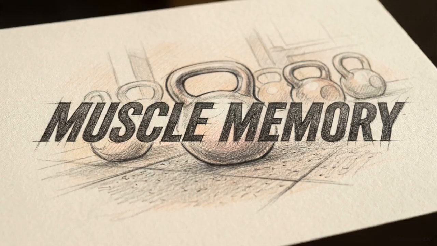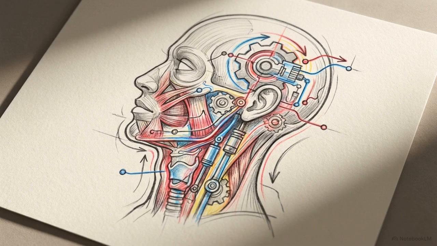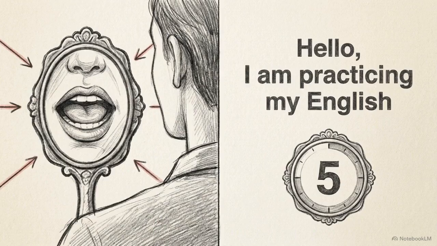Now we move to step 2, physical training. Knowing English in your head does not mean your mouth knows how to pronounce it. Speaking is a physical, muscular skill, and your tongue and lips need repetition to get used to the shape of English sounds. Take the daily phrases you just built and stand in front of a mirror.